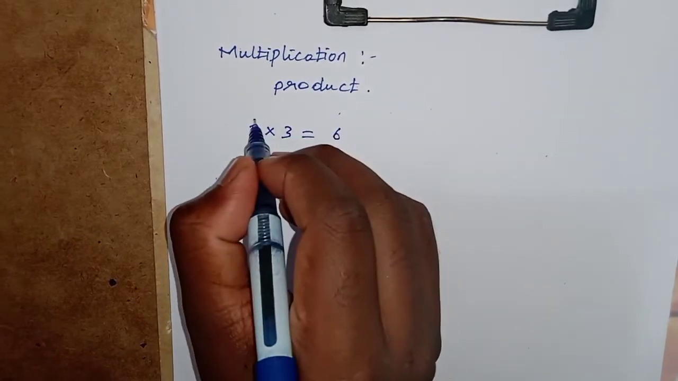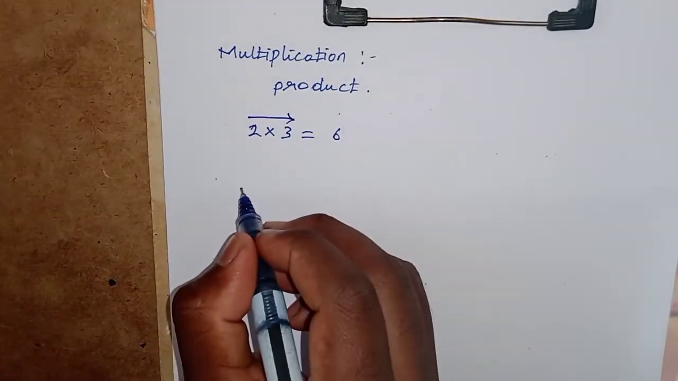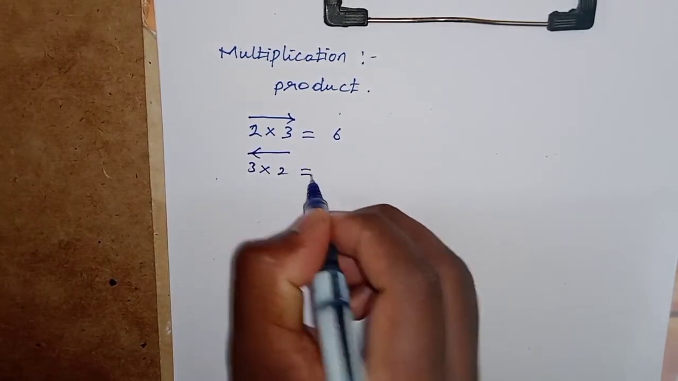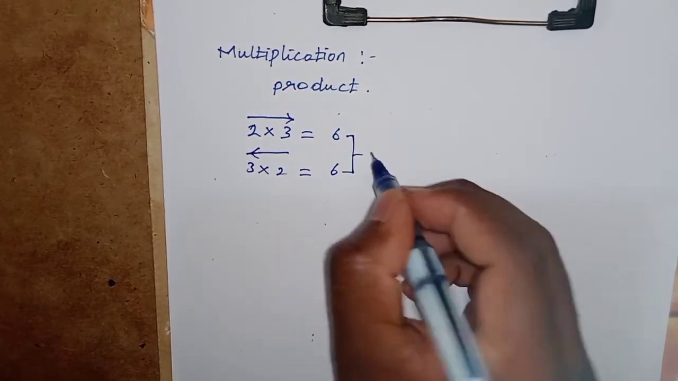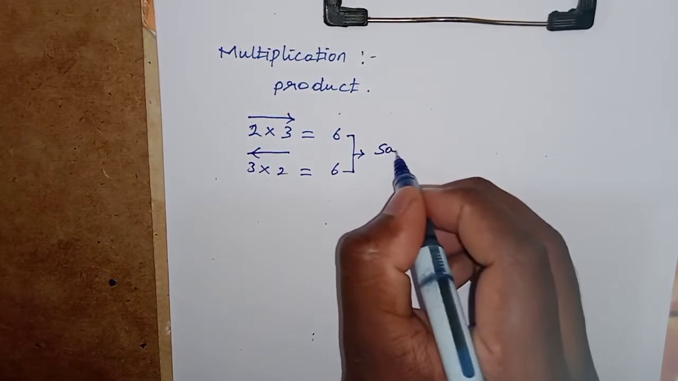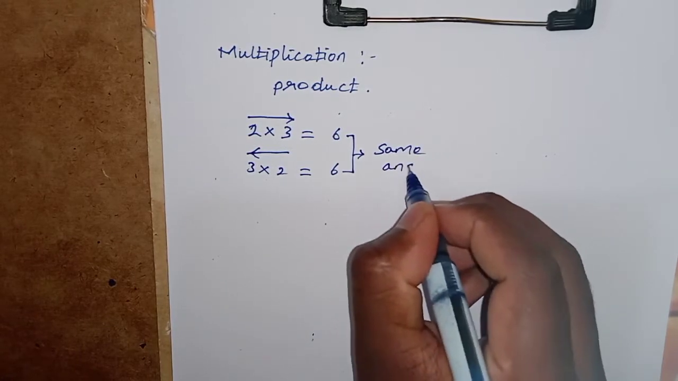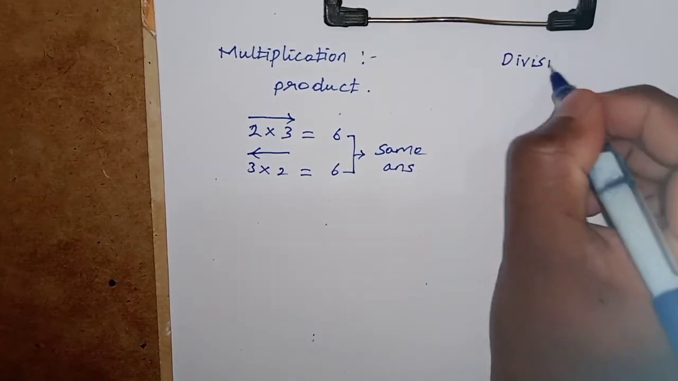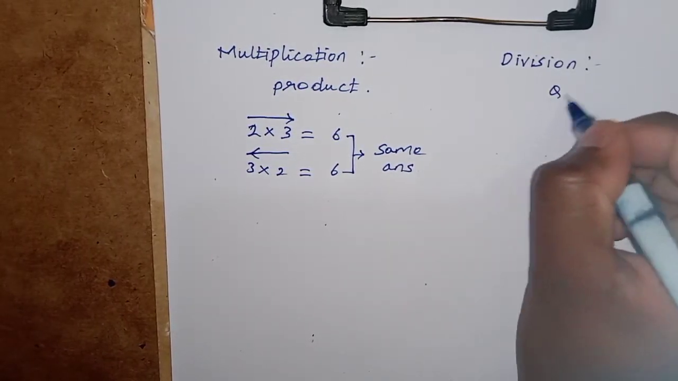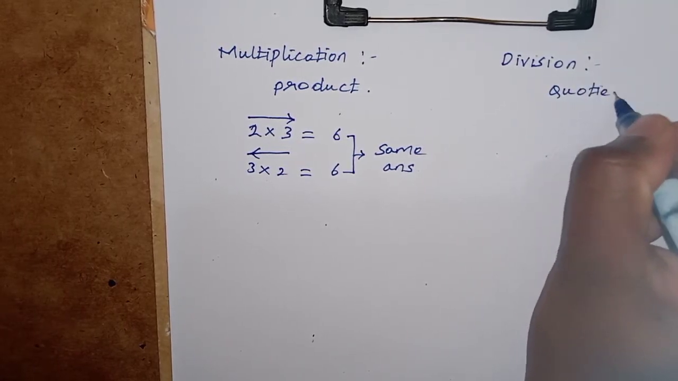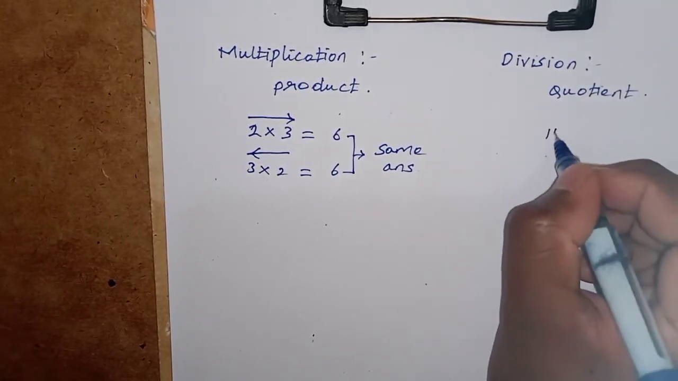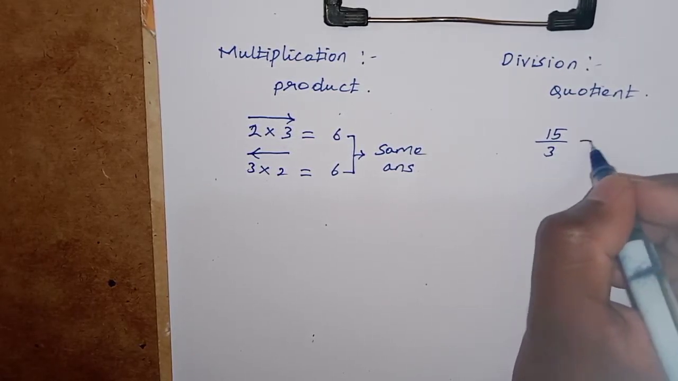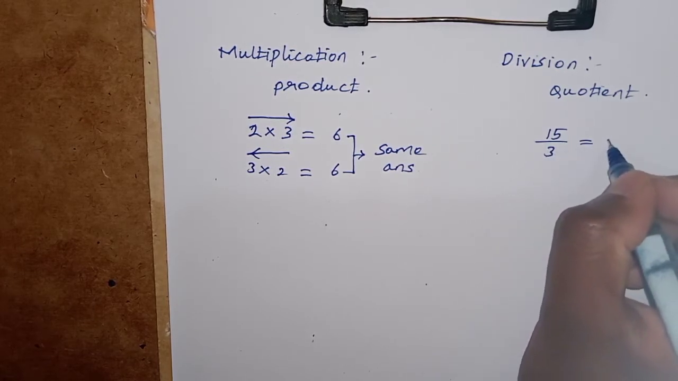Here also you can multiply from left to right or right to left. 3 into 2 equal to 6. Therefore here the same answer. Division, here quotient. Here also 15 divided by 3. You have to get the answer 5.